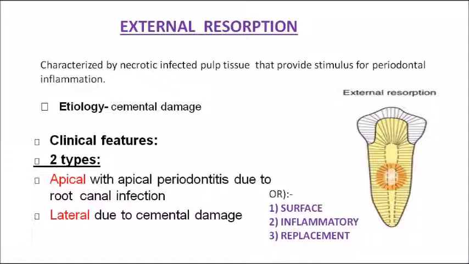Other types which we can say are surface resorption, inflammatory resorption, and replacement resorption. These are the three types of external resorption from the other category, okay. So in external root resorption, when there is cemental damage or any apical periodontitis due to the root canal infection, that spreads into the outer surface of the root where there will be resorption, okay. So the outer surface of the roots will be getting resorbed.